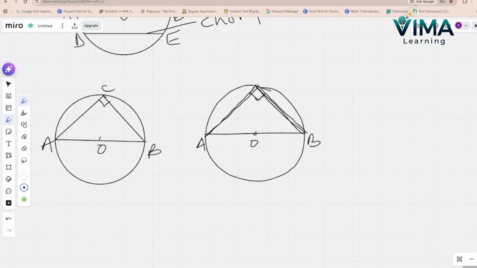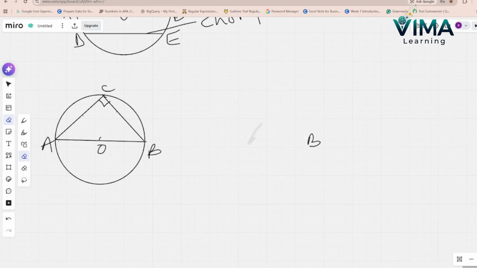So what do I need to look out for? I need to know that the two lines that form an angle, one is coming from the end of the diameter and the other is coming from the other end of the diameter, and both of them are meeting at the circumference of the circle. When we have that, we know that angle is 90. That's very important because we are going to be using that to solve one or two questions.